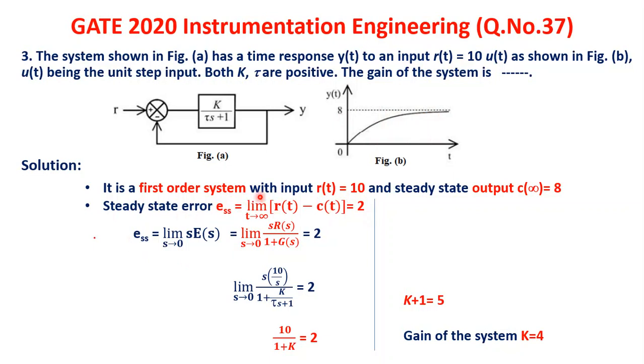So steady state error expression we know already. In that we can substitute r of s as 10 by s. So g of s is k by tau s plus 1. Substituting as s tends to 0, s cancel each other, so 10 by 1 plus k equal to 2, so 1 plus k equal to 5, therefore k is equal to 4. So gain of the system is 4. When k equal to 4, we get this particular output. That is the thing.